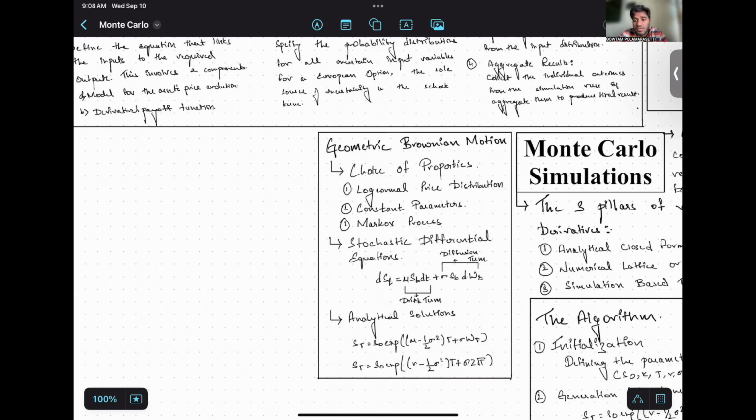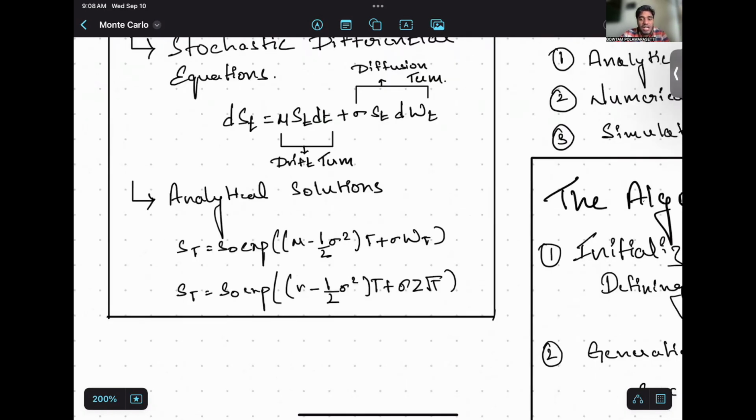Now, for the purpose of risk-neutral pricing, which we discussed earlier, we replace the real-world drift mu with the risk-free rate r. The Wiener process term W_t is replaced by a discrete time equivalent, Z times root t. This gives the final simulation formula as S_t equals S_0 times exp((r minus 1/2 sigma squared) t plus sigma Z root t).